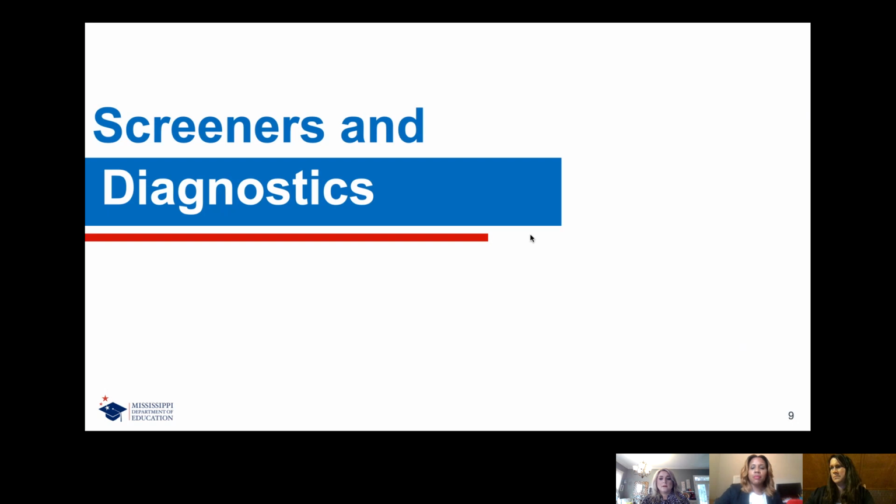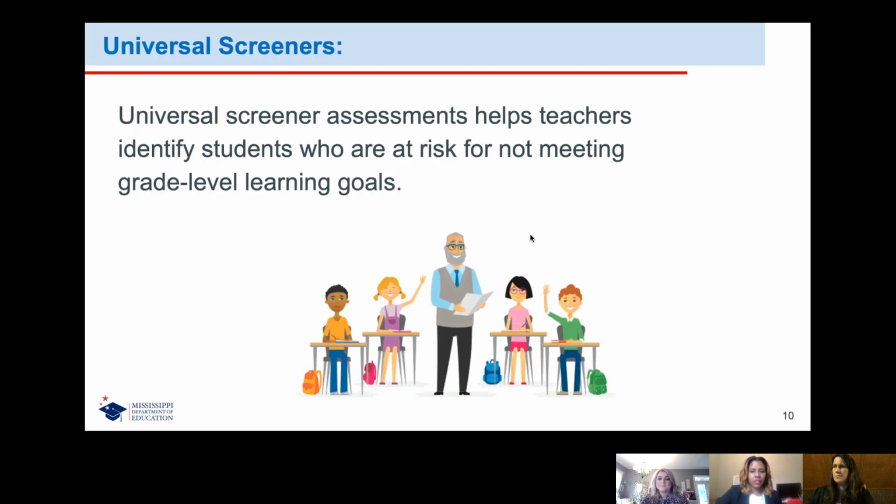So just for a moment, let's briefly discuss screeners and diagnostics. Oftentimes, these terms are used interchangeably in the educational world. So a universal screener assessment helps teachers to identify the who. That's the key word there. Which students are at risk for not meeting grade level learning goals.